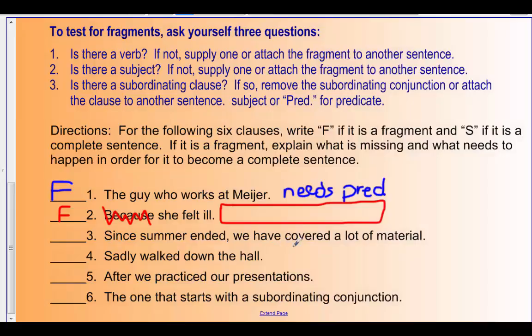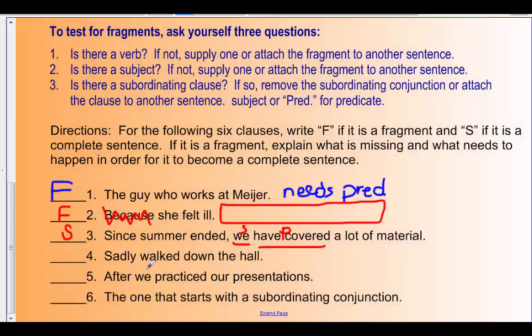"Since summer ended, we have covered a lot of material." This is so true for us. This sounds like a complete sentence. We have a subject going on here, and we have a verb, have covered. So we have a predicate. This is a complete sentence as is. See how we can pair this thing up here? "Since summer ended." If we just had this part, it would be a fragment, but since we have it paired up with a complete thought, we're good to go.